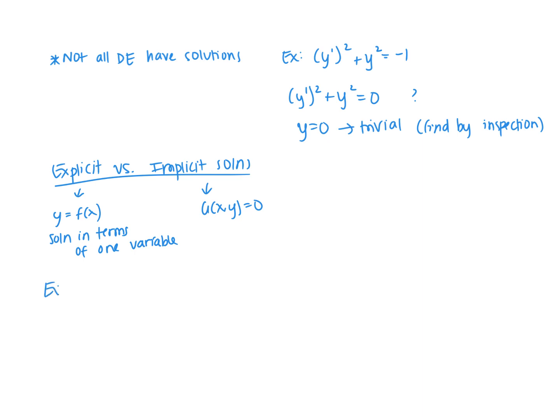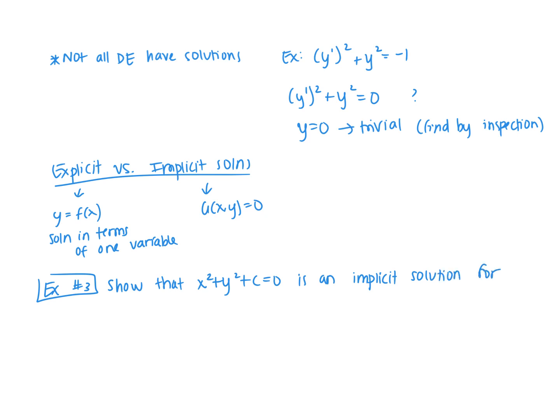We have one last example to do, and then we have some remarks, and that'll be the rest of notes. Okay, looking at implicit solutions. We've already looked at explicit ones. Show that x squared plus y squared plus c equals 0 is an implicit solution for dy dx is equal to negative x over y.